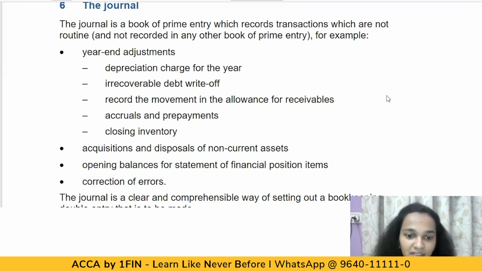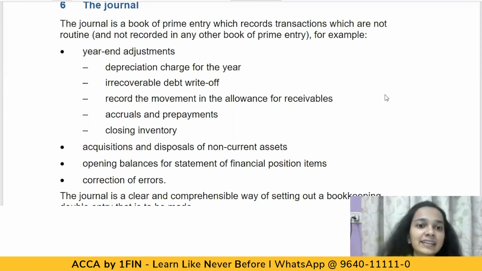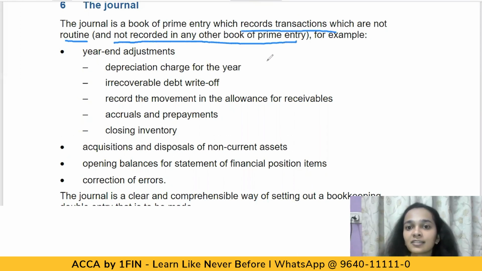So let's have a look at what your study text says about the journal. The journal is a book of prime entry which records transactions which are not routine and are not recorded in any other book of primary entry. So we've understood sales day book, purchase day book, all the sales and purchases, they go there. However, if there's a transaction which is not recorded anywhere else, it will be recorded here in the journal.